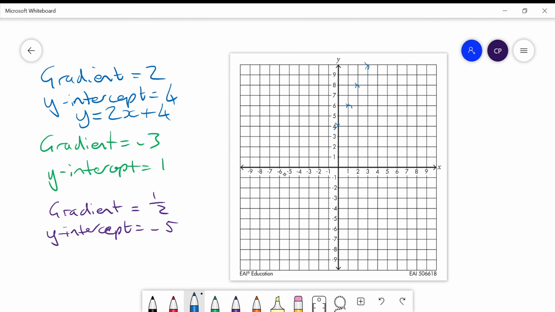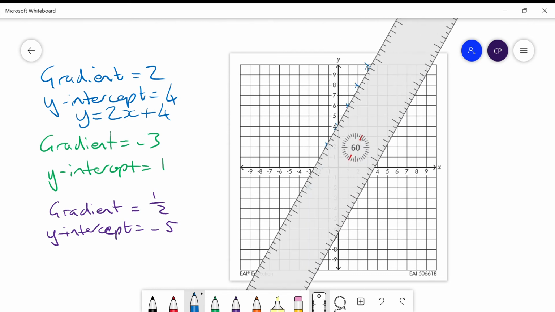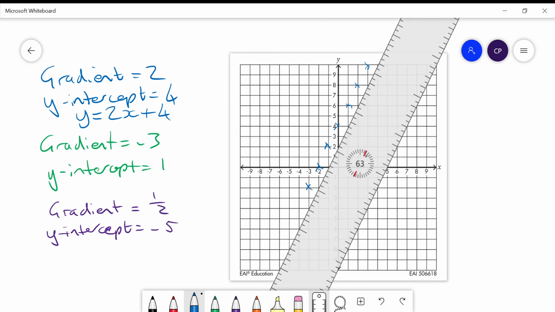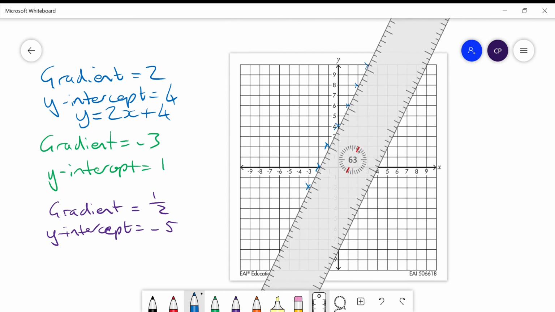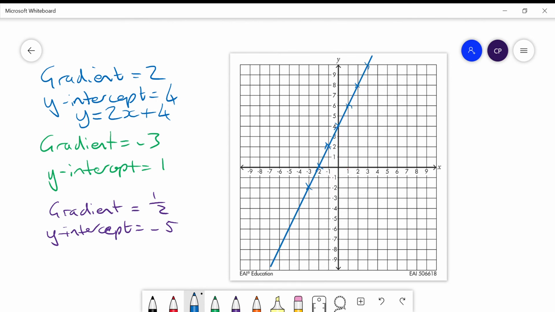So if I start at 4 again on the y-intercept, if I go back 1, down 2, back 1, down 2, back 1, down 2, and then all I need to do is grab my ruler and draw that line in. So draw in all the points and draw that line in, and that then gives me my y equals 2x plus 4, or if you're just given the gradient of 2 and the y-intercept of 4, we can draw it from there. I'm going to take my green pen now, ready for the next one.